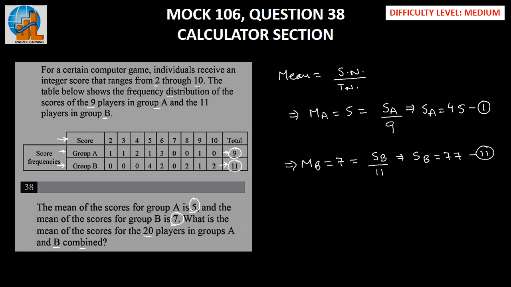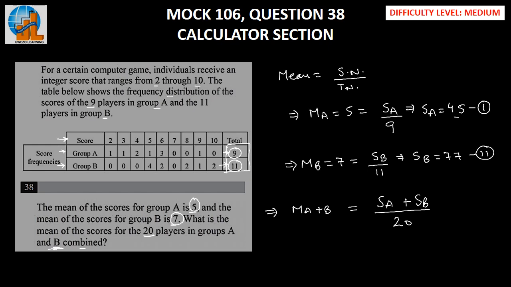Now we have to find out the mean of all the scores of the 20 players in Group A and Group B combined, which implies M(A+B) should be equal to (SA plus SB) divided by 20, because there will be 20 players combined in Group A and Group B. 9 plus 11 is equal to 20.